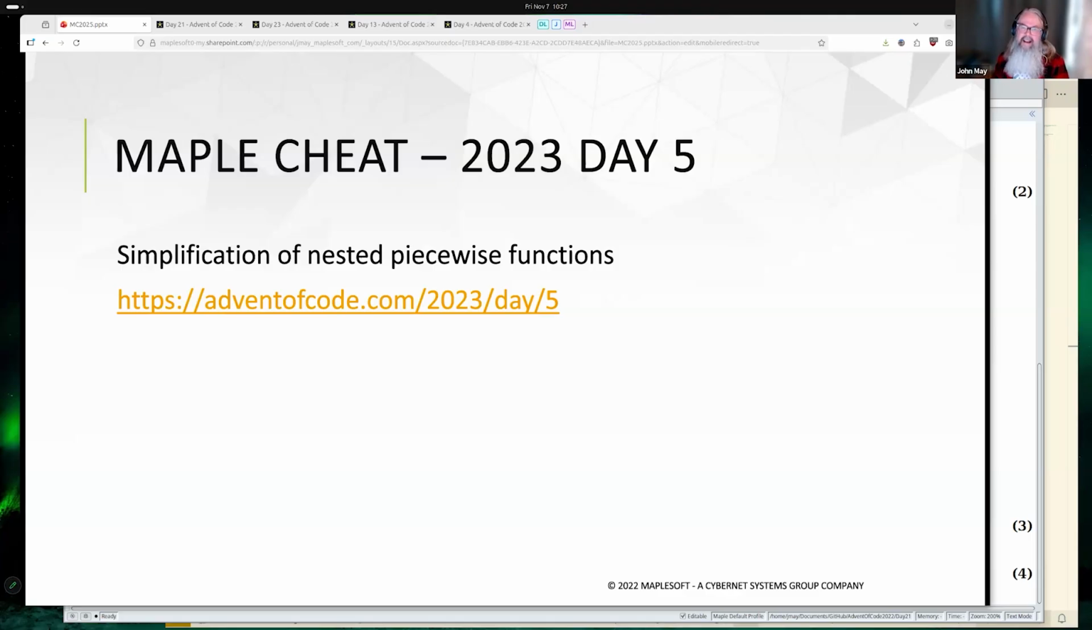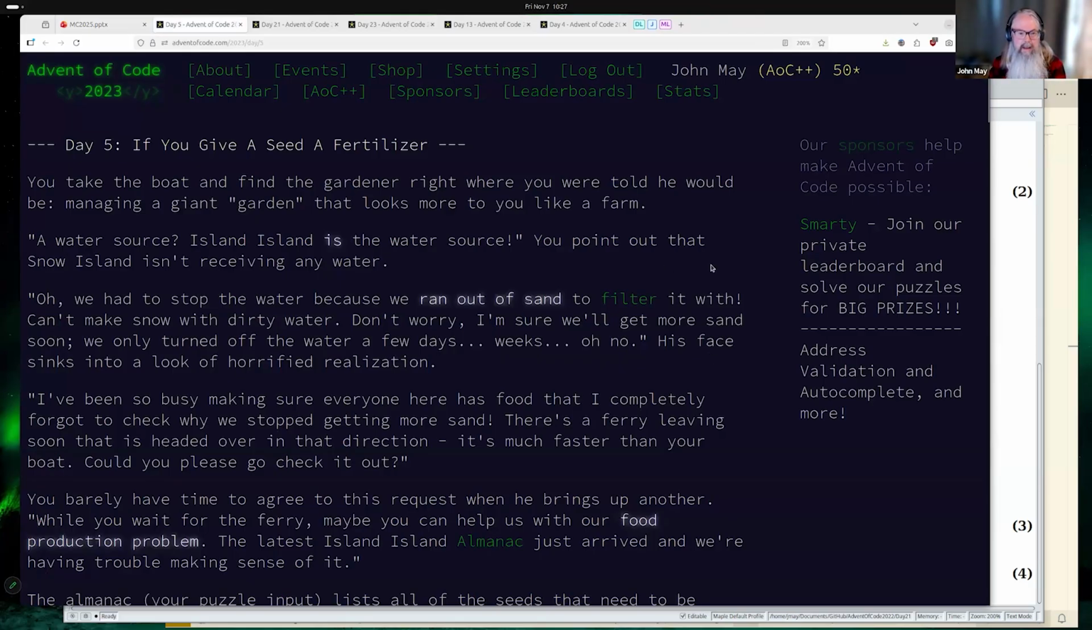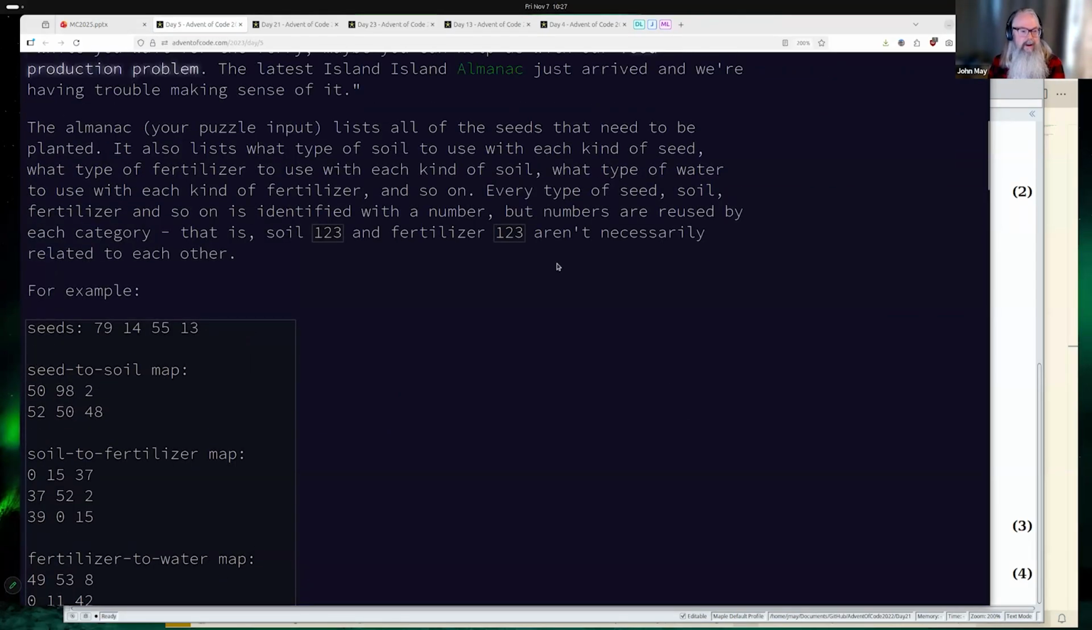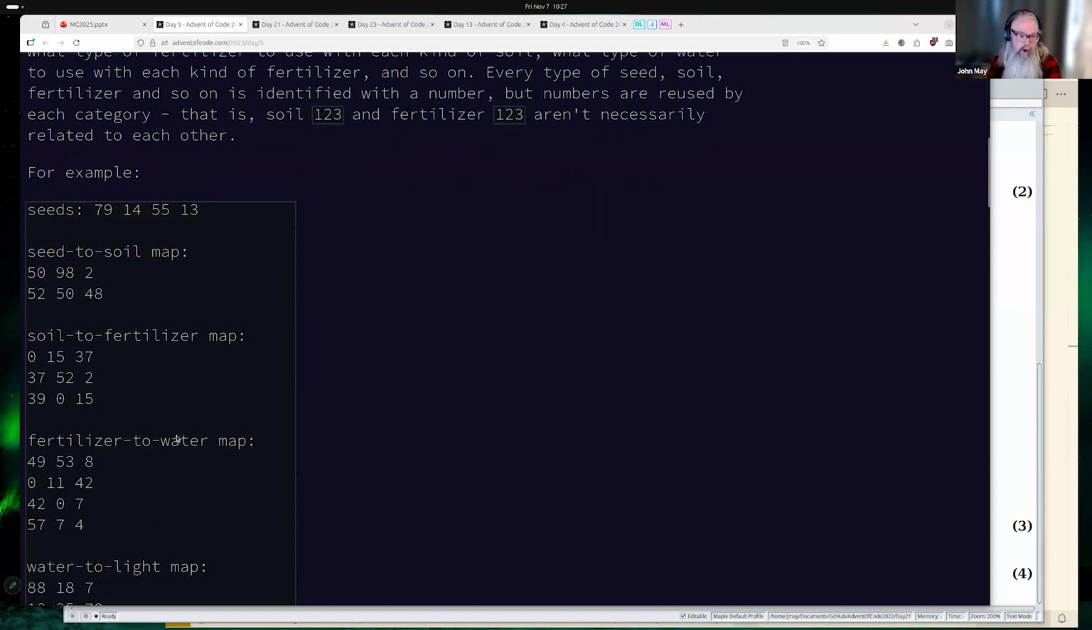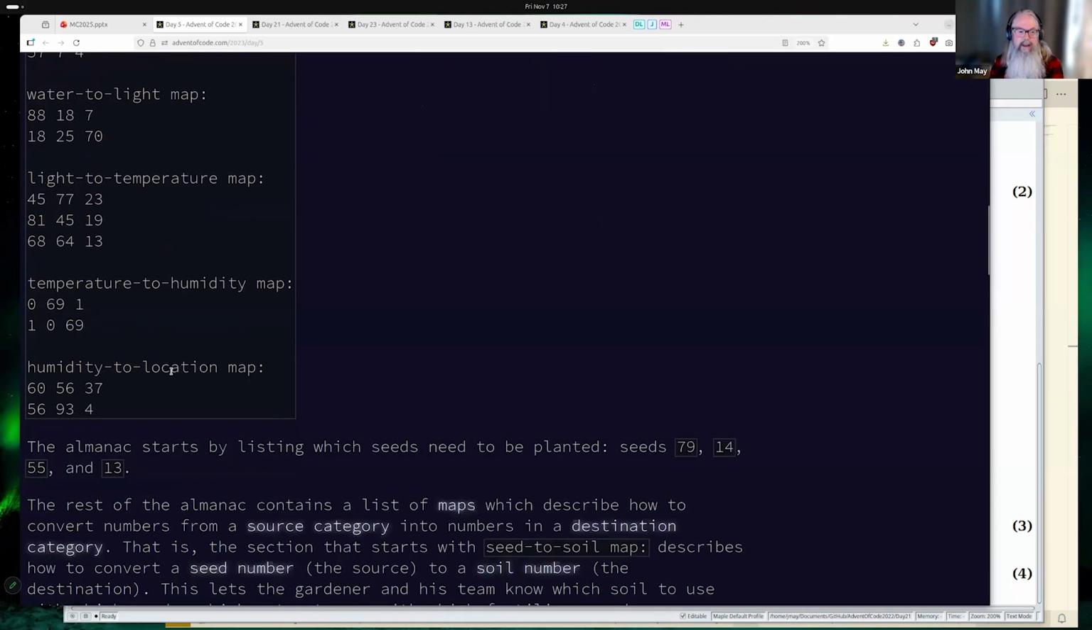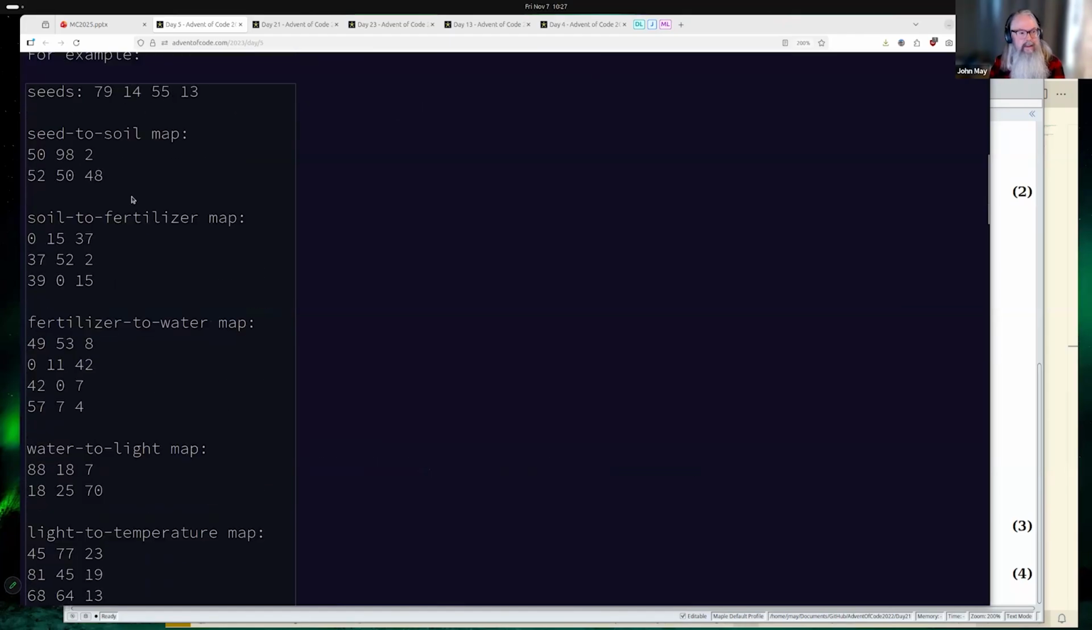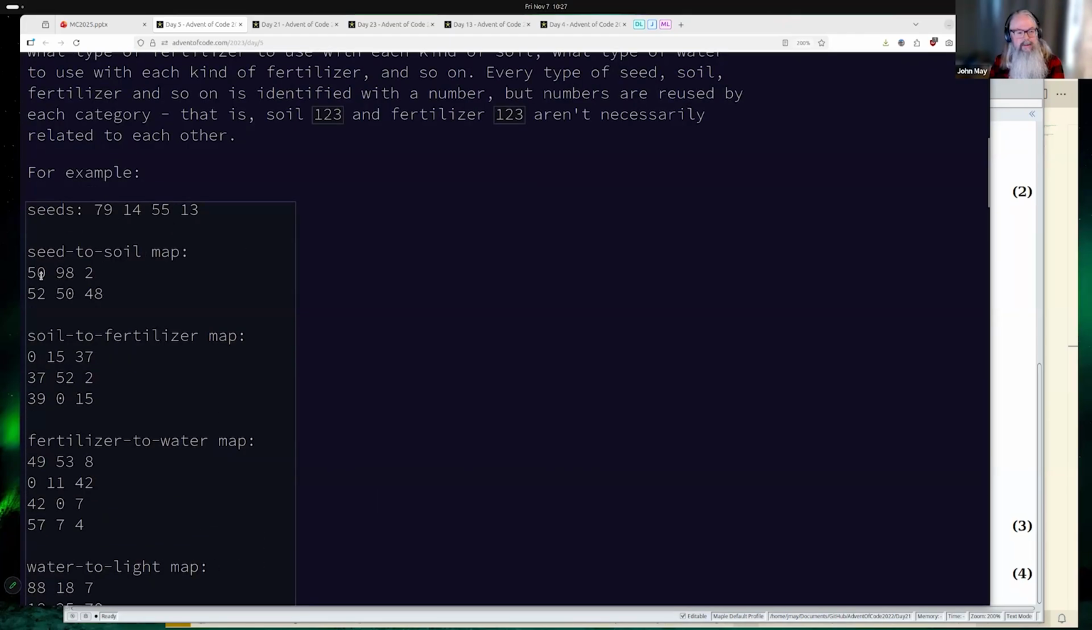Here's another day where it's kind of cheating to have symbolic computation. This is a slightly harder problem to describe. This is from 2 years ago. So here you have inputs that are a bunch of seeds, and then every seed number maps to a soil number, every soil number maps to a fertilizer number, every fertilizer number maps to a water number, and so on until you get to a location number. And every one of these series of numbers is a piecewise linear transformation.